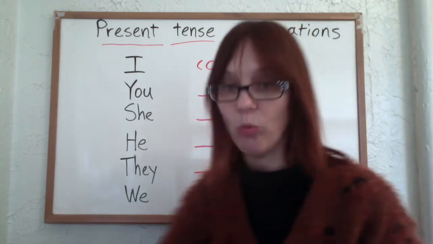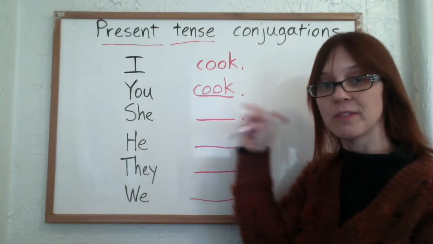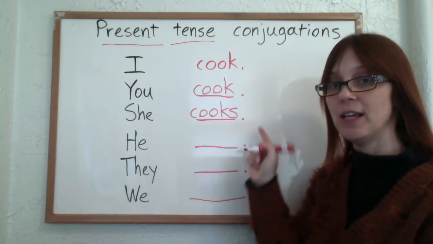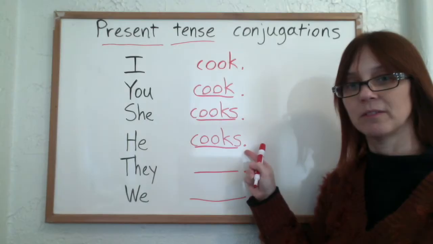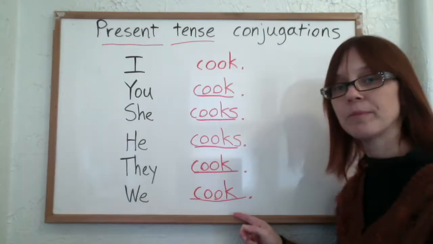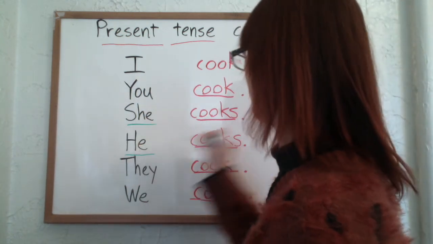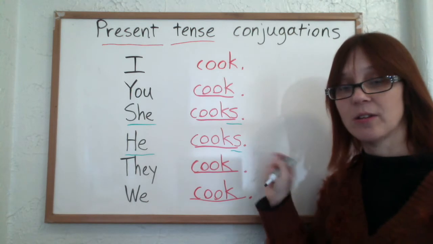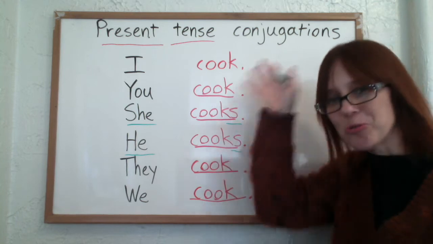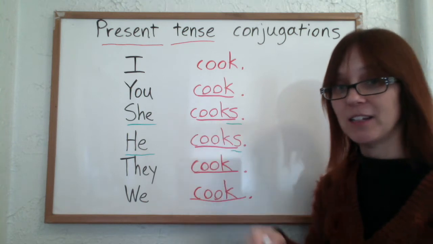So here we know this. This is I cook. You cook. She cooks. He cooks. They cook. We cook. So we know that she, he have an S, and it, but it doesn't do housework. So we're going to practice with she and he.